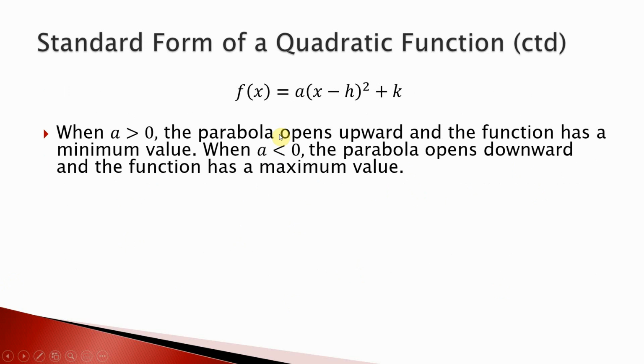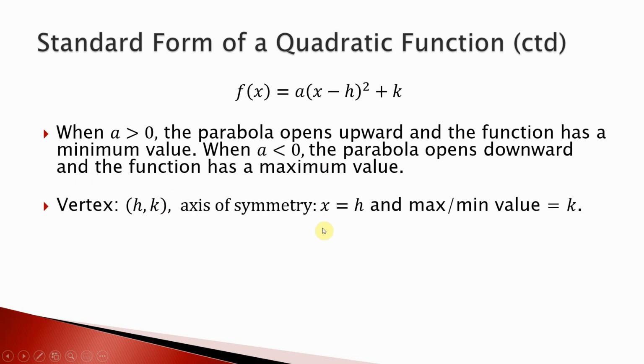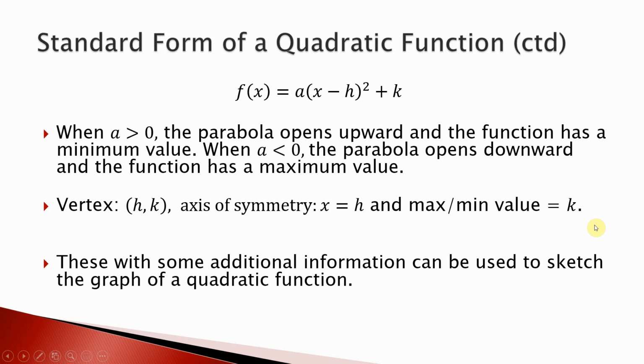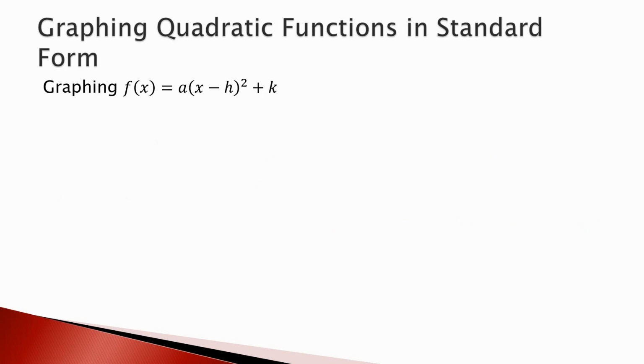Again here, when a is positive, the parabola opens upward and the function has a minimum, and when a is negative, the parabola opens downward and the function has a maximum value. The coordinates of the vertex would be (h, k), the axis of symmetry would be x equals h, and the maximum or minimum value would be k. These, with some additional information, can be used to sketch the graph of a quadratic function.